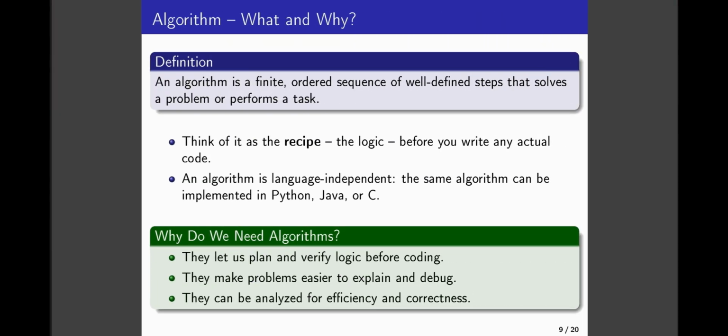So we understood what a program is and how to modularly divide the program into small chunks. Then that brings us to a word you have probably heard a lot: algorithm. So what actually is it? An algorithm is a finite, ordered sequence of well-defined steps that solves a problem or performs a task. The logic, as I always mention, think of it as the recipe before you write any actual code.